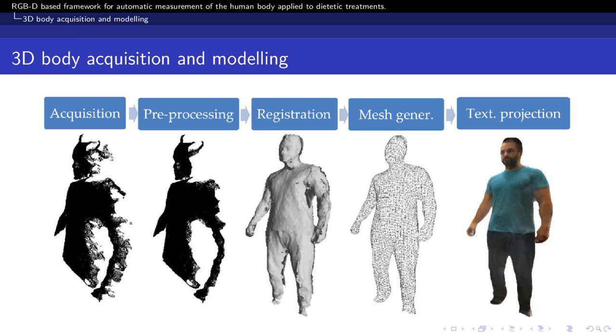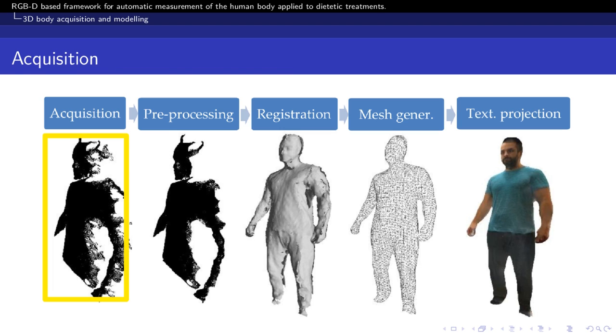From the moment the patient enters the cabin until the model is obtained, it goes through the next stages: acquisition, pre-processing, registration, mesh generation, and texture projection. During the acquisition, each camera captures a point cloud with a color image and stores them.